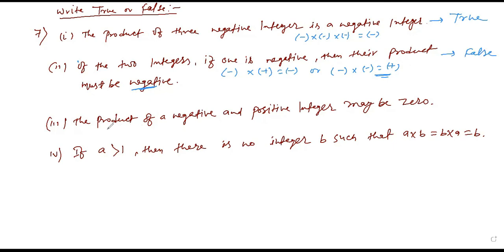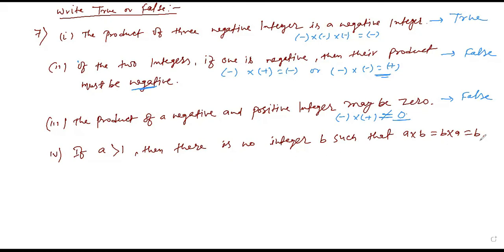Now number 3, the product of a negative and a positive integer may be 0. False. Of course, it's false only. The product of a negative and a positive integer. Okay, so 0 is neither a negative integer nor a positive integer. Means a negative into a positive integer can't be 0. So it's false.